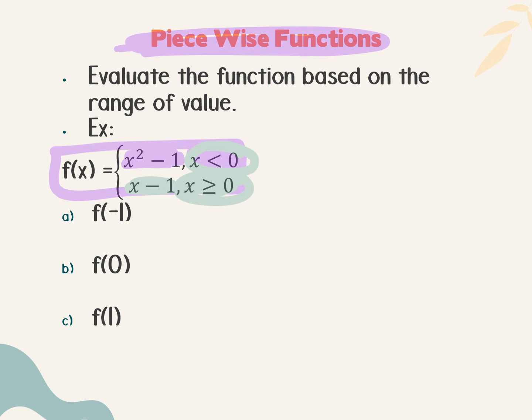So if I look at A, I've got negative 1. Is negative 1 less than 0 or greater than or equal to 0? It's less than 0, so I'm going to use the top equation. So I'd get x squared minus 1. I'd replace x with negative 1. Negative 1 squared would be 1, minus 1, and this is 0. So it is not both. I have seen people plug it into both and write them separated with a comma. That's wrong. There's only going to be one or the other. You've got to figure out which one.